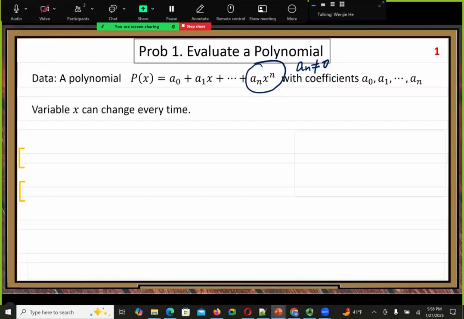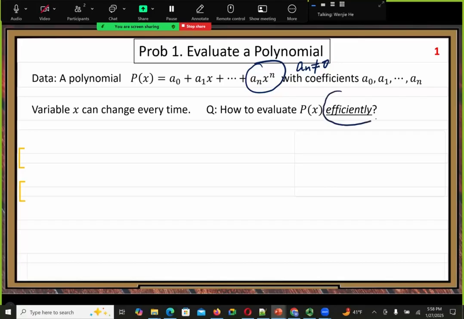The variable x can change every time. It's a variable. When you want to evaluate a polynomial, you need to determine the x value first. Then you plug in the x value so you can calculate and find the value of the whole polynomial. The question: how to find p of x efficiently?